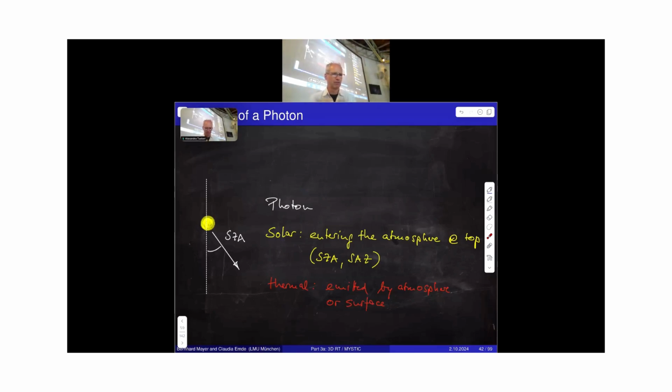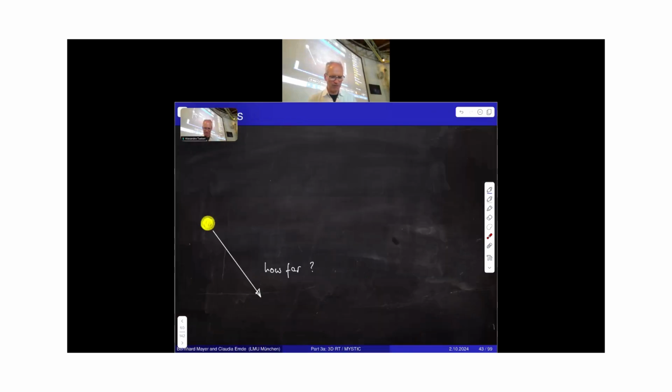If it's thermal emission, then you don't start at the top of atmosphere, but at some place in the atmosphere. And you have to make sure that the number of photons emitted by a certain layer is proportional to the emissivity times the Planck function. So this is what we discussed this morning. And yeah, then you start walking into the atmosphere, and the first question is, of course, how far? How far do you go?